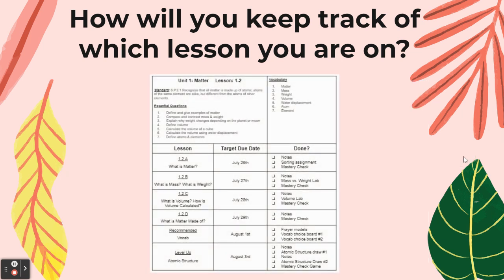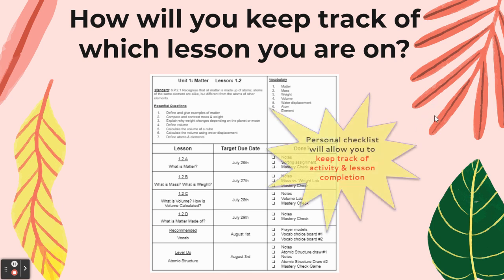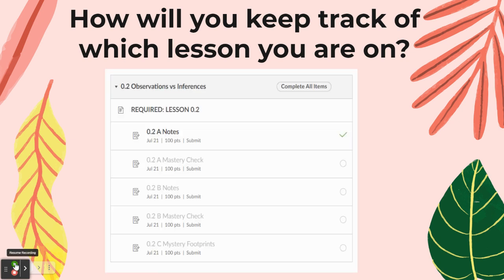All right, and now you also have your checklist, right? Remember, your checklist has due dates, but it's also a way for you to keep track of what's done. You just check it off. You finished your notes, check it off. Sorting assignment, check it off. All right, so the personal checklist will allow you to keep track of activities and lesson completion. So pause the video and write what's in red.